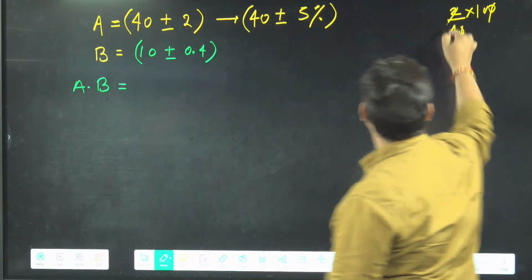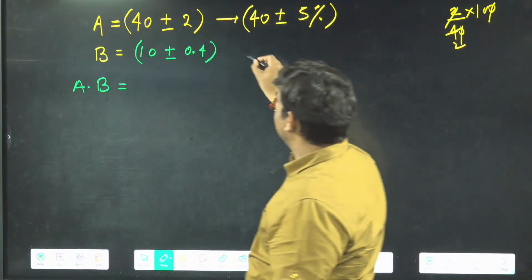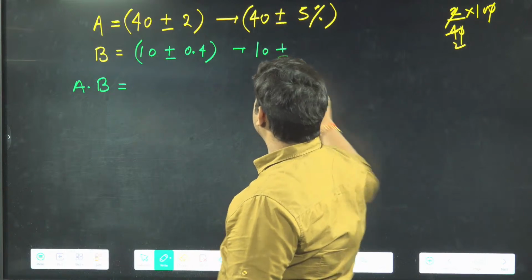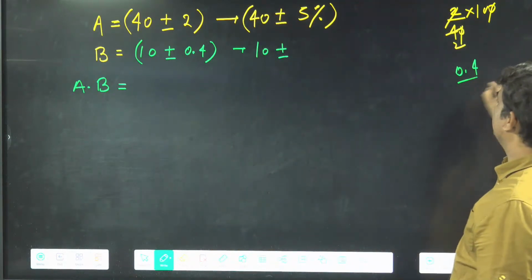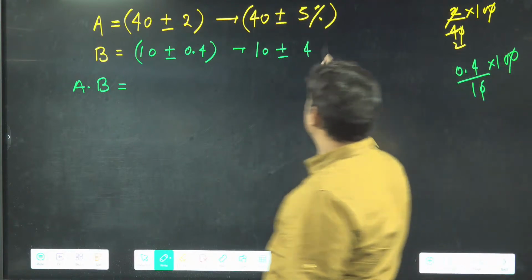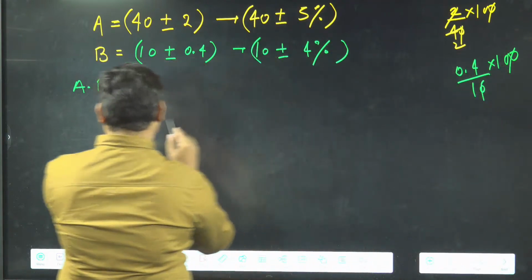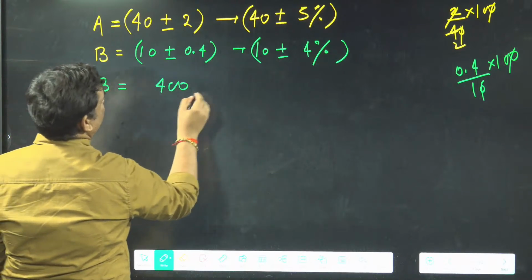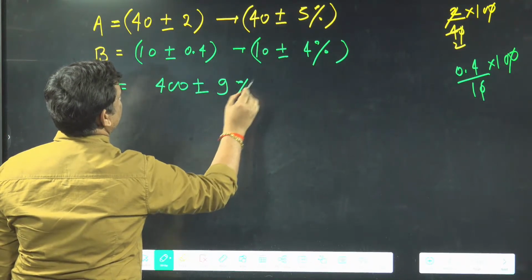Then here this will be the 10 plus minus 0.4. So 0.4 divided by 10 into 100. The 10 cancels, so this is going to be 4%. So now A dot B becomes 400 plus minus 9% is the answer.